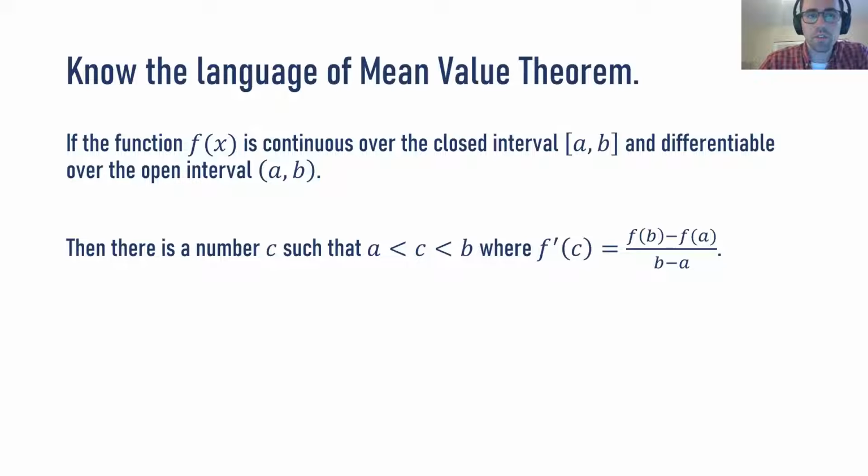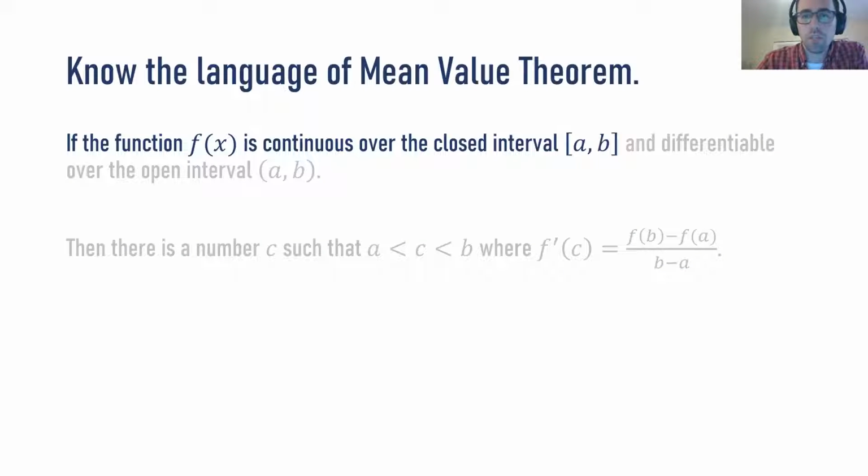So it's important to know the language of the mean value theorem. The first part of this is called the criteria. And if this criteria is satisfied, then the second part is guaranteed. I like to call the second part the conclusion. So you have the criteria and the conclusion. The criteria has 2 pieces.